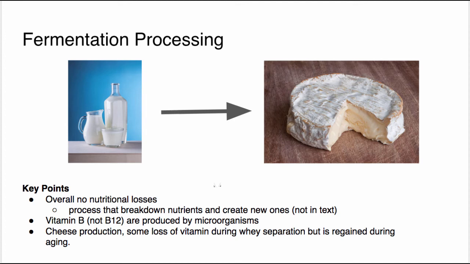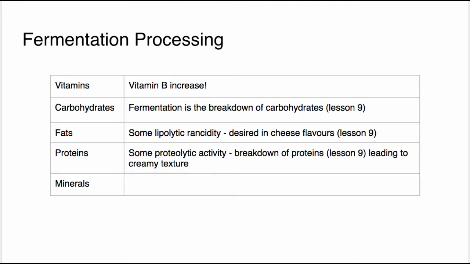So they may be consuming different nutrients, but they're also producing them. So you don't see an overall net loss of nutrition. You can even see an increase in vitamin B, but not B12, produced by certain microorganisms. During cheese production, for example, because we talked a lot about that in Lesson 9, when you separate the curds and whey, you can get a loss of water-soluble vitamins with that whey separation. But they're regained during the aging process of cheese, which is kind of cool.